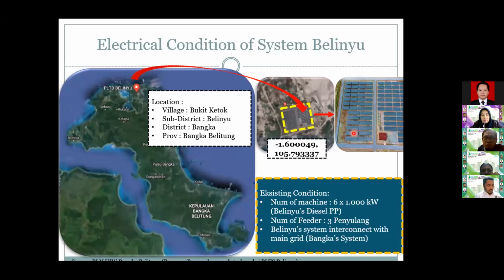Okay, this slide describes the electrical condition of system Belinyu. Belinyu sub-district, located in North Bangka, has an electrical system with a diesel plant and solar plant. Both plants are located at Bukit Ketok and supply 3 feeders to distribute the electricity to the consumer.